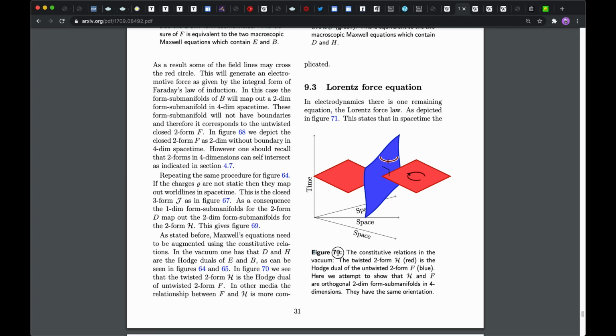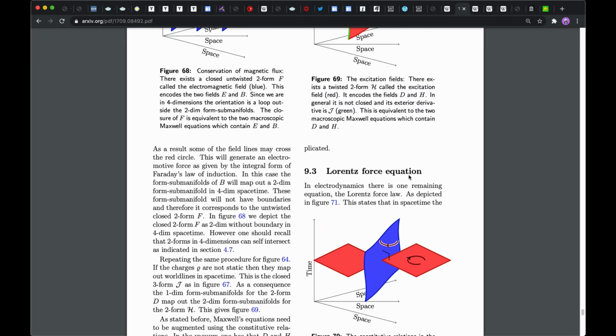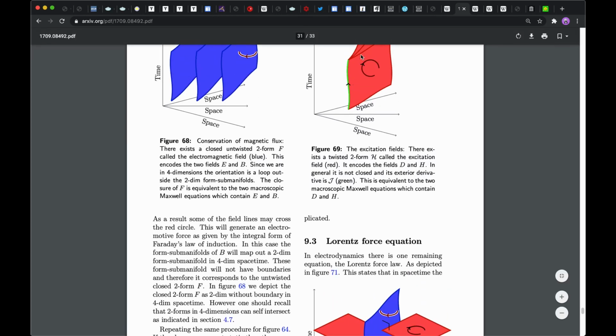Yeah, and that's actually depicted on figure 70 here. You can see that we have 2 Hodge dual forms here, and one is a closed form, and the other one is perpendicular to it, and it will have a lot of those surfaces intersecting over the currents there.